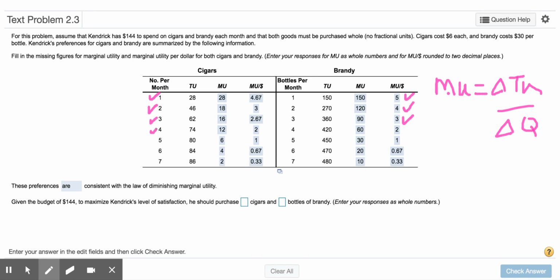Are we still within the budget constraint? Yes. 3 multiplied by 30 is 90 plus 4 multiplied by 6, that's 24 plus 90, which is still below 144, so we still have some money to be spent. Should we buy another cigar? It's going to give us 1 util per dollar. If we spend it on brandy, it's going to give us 2, right? So if we spend it on brandy, are we still within the budget constraint?